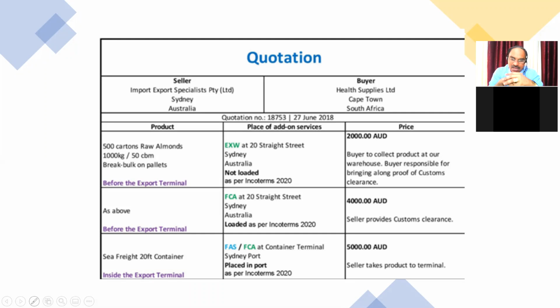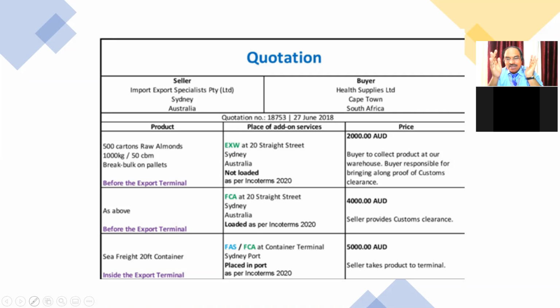Another time, she mentioned FCA. FCA means she is mentioning 4,000 Australian dollars. At the same time, India is ready to load in a 20 feet container. Free alongside means 5,000 Australian dollars. You must know what the price is if you are using these types of Incoterms. That is why we are discussing. If Mark is ready to buy at India's price, it is just 2,000 Australian dollars.